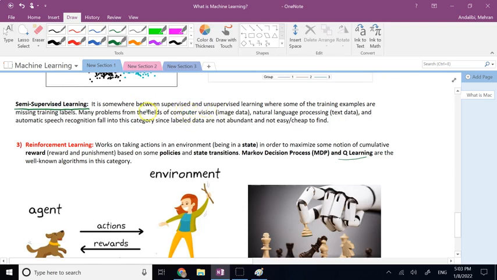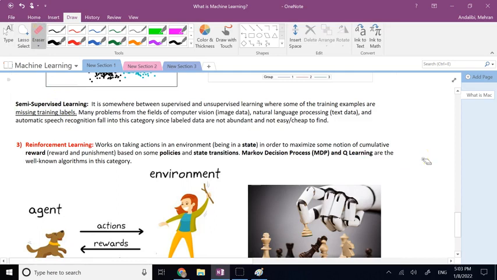Some of your inputs have a target output, a desired output, a labeled output. Some of your inputs do not. So here, in some of the training examples, some of the outputs are what? Missing. That's the major thing here. Not all of your inputs have a desired output.